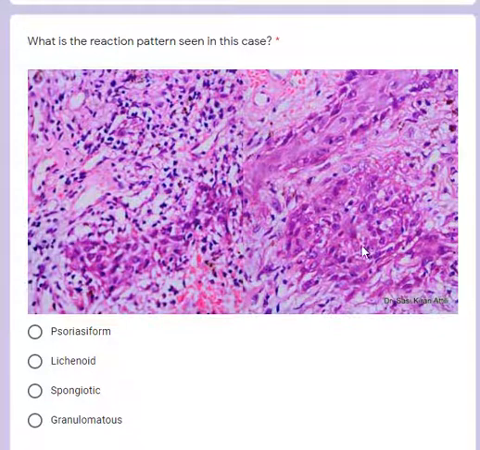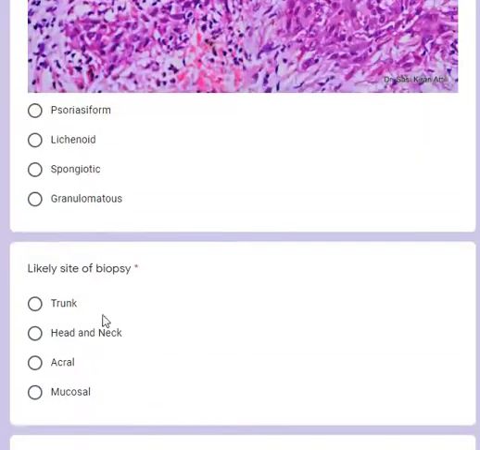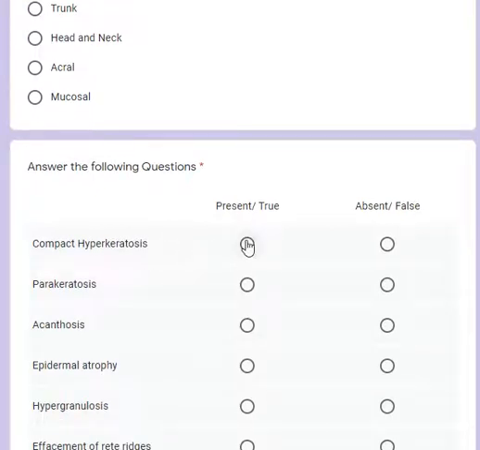Again, the rete ridge is completely destroyed. These are just keratinocytes within the rete ridge, the basal layer keratinocytes inside the rete ridge, which are in the process of destruction. Lots of lymphocytes here, no histiocytes, no other cells. So the pattern of inflammation here is lichenoid. The site of biopsy I've already discussed is head and neck. So compact hyperkeratosis is true.